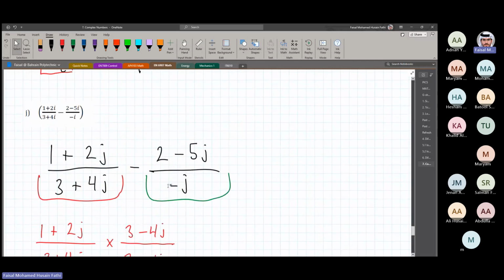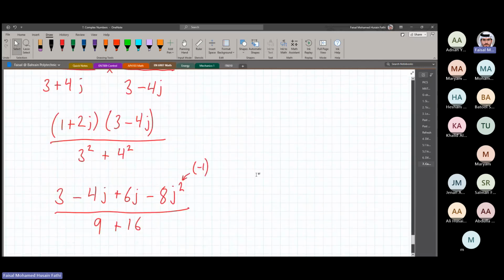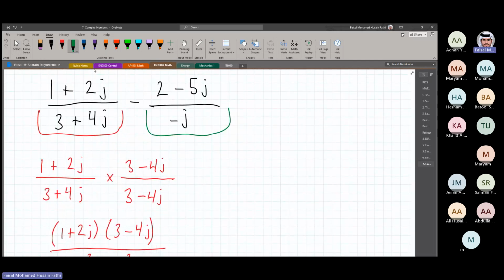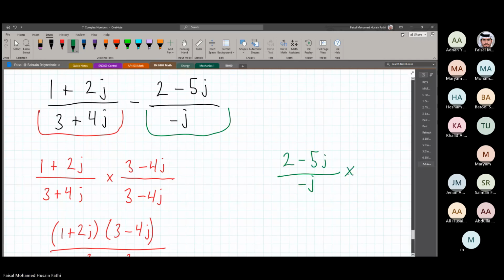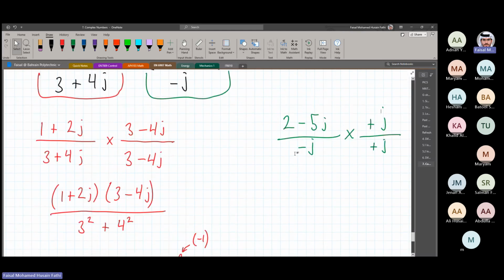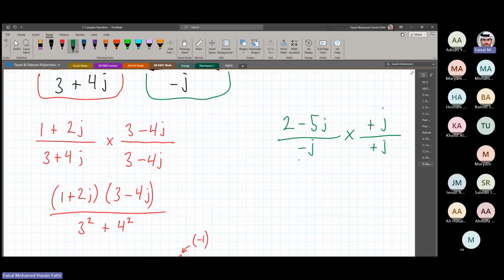How did we simplify it? Let's do the same thing with the second part now. So we have 2 minus 5j over minus j. What's the complex conjugate of minus j? Plus j. That's it. If you multiply j by minus j, what happens? It's very simple. You will just get 1, and I'll show you why.